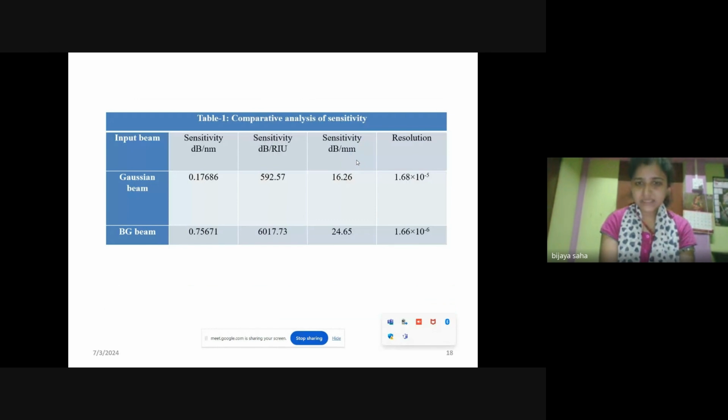Now, table 1 represents the comparative analysis of the sensitivity. After comparing this table, we can see that by using the Gaussian beam and my proposed scheme, in the case of the Bessel Gauss beam we are getting more sensitivity as compared to the Gaussian beam.